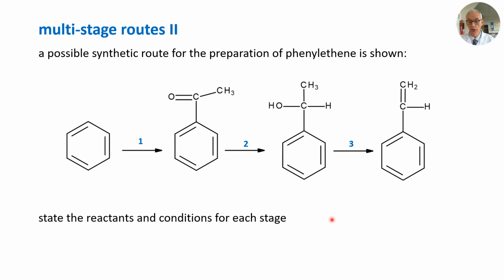Okay, so I'm going to reveal: ethanoyl chloride and catalyst aluminium trichloride. Then this is obviously a reduction, sodium borohydride, then water. And here this is a dehydration, concentrated sulfuric acid, heat and reflux. Okay, let's move on.